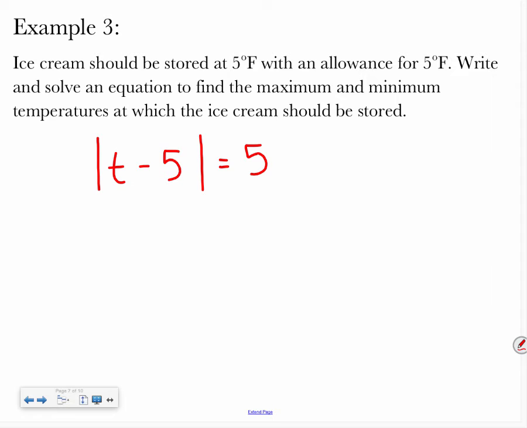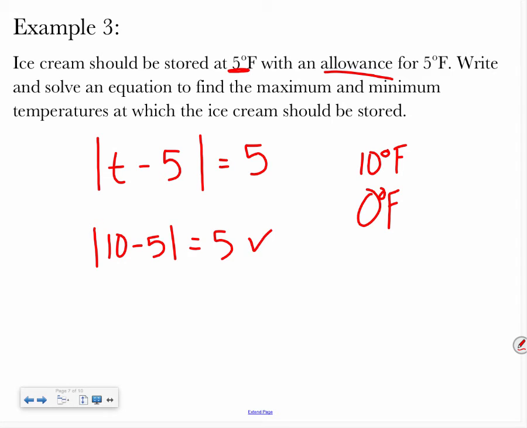Now you might have been able to look at these and say, okay, we start at 5 with an allowance of 5, so if we add 5, the maximum temperature is going to be 10 degrees Fahrenheit, and if we take away 5, we're going to be at 0 degrees Fahrenheit. So if we plug those two numbers in, they should hold true. If we have 10 minus 5, the absolute value of that, is that 5? Yes. And if we do 0 minus 5, the absolute value of negative 5 is still 5.